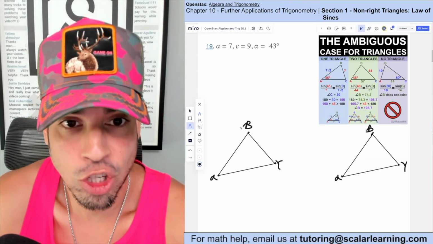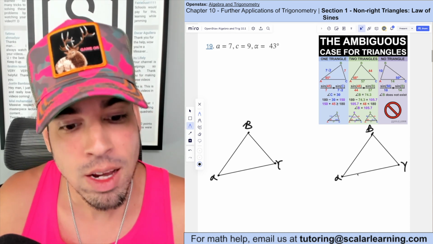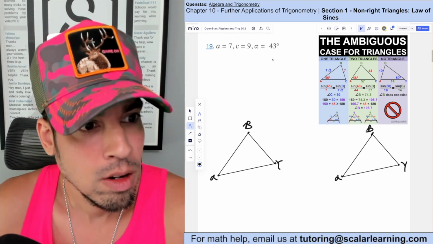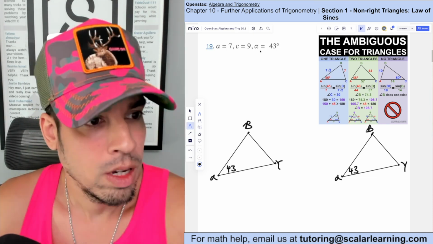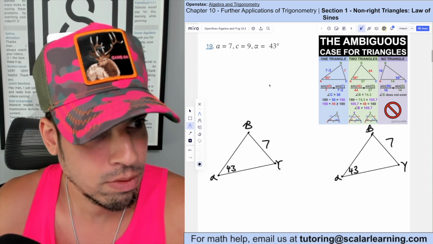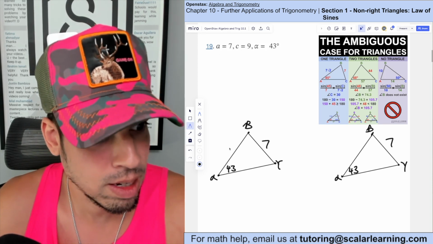So for this one, I'm going to start off by actually drawing two triangles. We're going to see if there actually are two triangles. We still have to run the test. And if there's not, right, I just cancel it out. But we just have it set up like this. And again, in both of them, alpha is 43. In both of them, little a across from alpha is 7. And for both of them, c, which is opposite gamma, is 9.